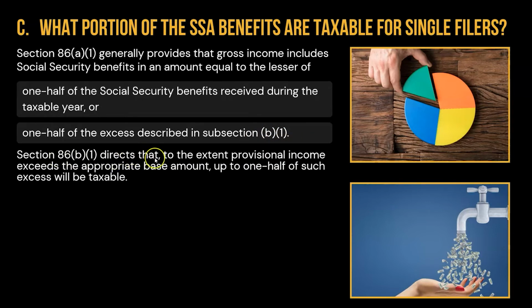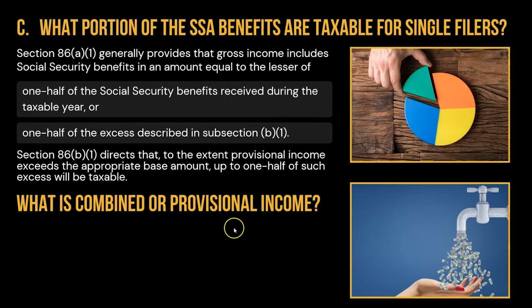Subsection B1 directs that to the extent your provisional income exceeds the appropriate base amount, up to 1/2 of such excess will be taxable. So we're going to look at the lesser of 1/2 of your Social Security, or, to the extent your provisional income exceeds the appropriate base amount, up to 1/2 of such excess. I know that's a lot, but we'll go through the numbers and show you what this is all saying. Basically, the calculation for this single filer, based on the facts, wants us to figure out the lesser of this and that. To be able to figure this out, we'll have to look at what provisional income is.